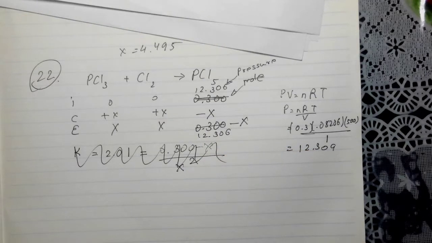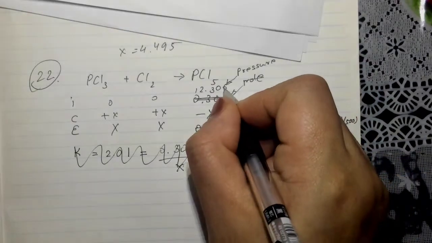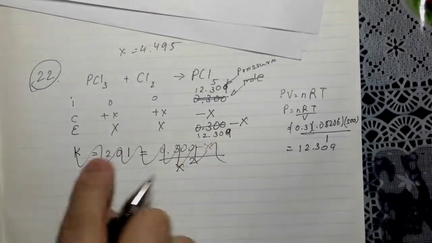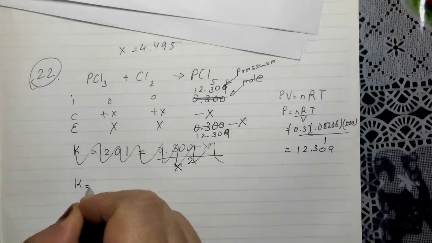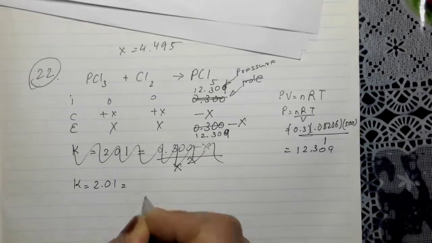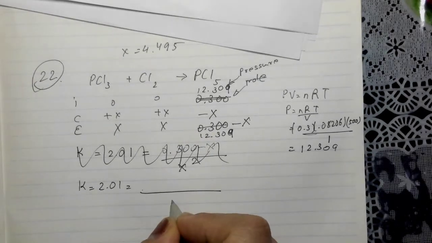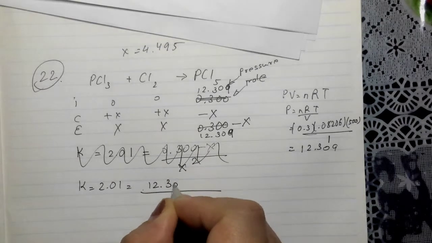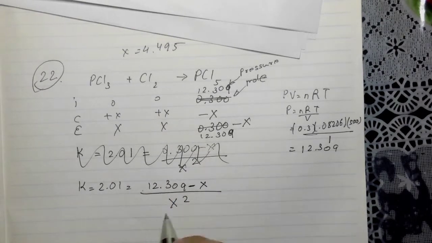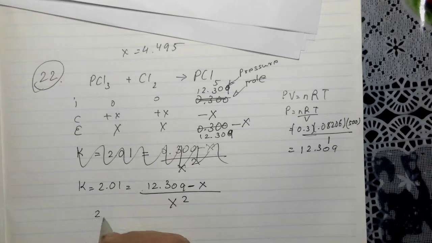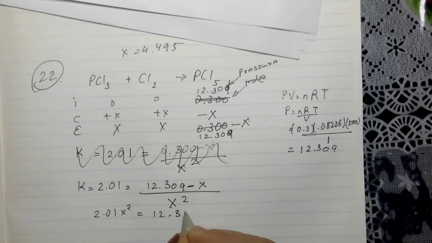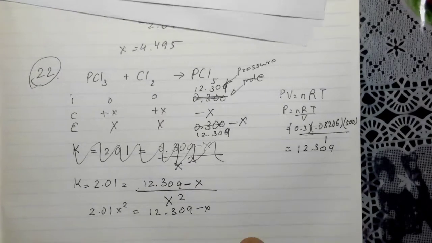Okay. Oh wait, 0.9. Okay, so now I can go back to K, 2.01. This is going to be x squared over 12.309 minus x. So for this side, 2.01 x squared is equal to 12.309 minus x. Send it over.